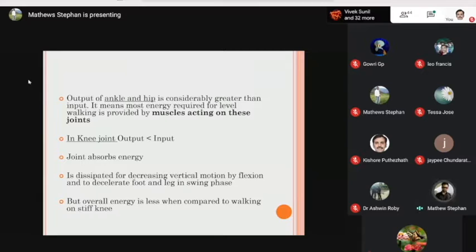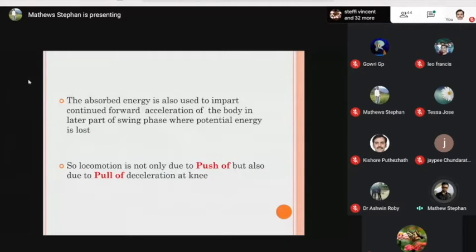But coming to the knee joint, here the output is less than the input, because the joint absorbs energy. It is dissipated for decreasing vertical motion by flexion and to decelerate the foot and leg in the stiff phase. But overall energy is less when compared to walking on a stiff knee. We will come to it later. The absorbed energy is also used to impart continued forward acceleration of the body in the later part of the swing phase when potential energy is lost. So locomotion is not only due to push-off, but also due to pull-off by deceleration at the knee.